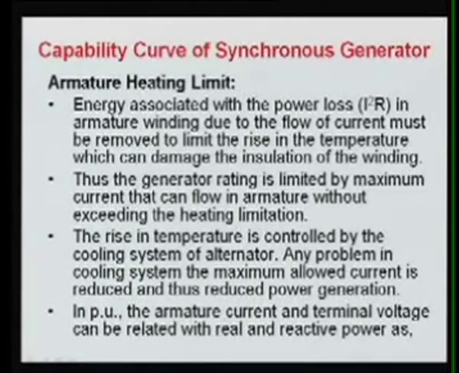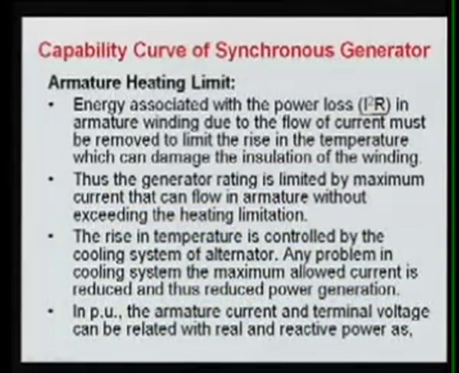Let us first see the armature heating limit. The energy associated with the power loss I square R in armature winding due to the flow of current must be removed to limit the rise in temperature, which can damage insulation of winding. So, whatever the loss due to this I square R is occurring in a generator, that must be taken away, otherwise there will be a rise in temperature, and there will be possibility of damage of winding insulation, and we do not want that.